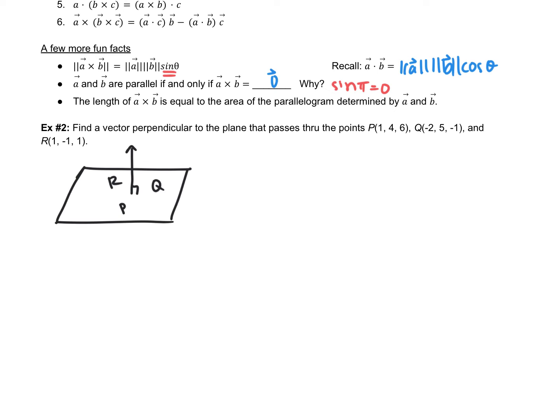Well, what I notice that I can do is draw in these two vectors here, starting at P. So that's vector PQ and vector PR. And if I cross those, that vector will be perpendicular to the plane because it's perpendicular to PQ and PR. So what I need to do then is find PQ, find PR, and then cross them, and that'll give me a perpendicular vector. So PQ, I'm going to start with. If we remember from earlier, we're going to have to do some subtraction. I'm ending at Q, starting at P.